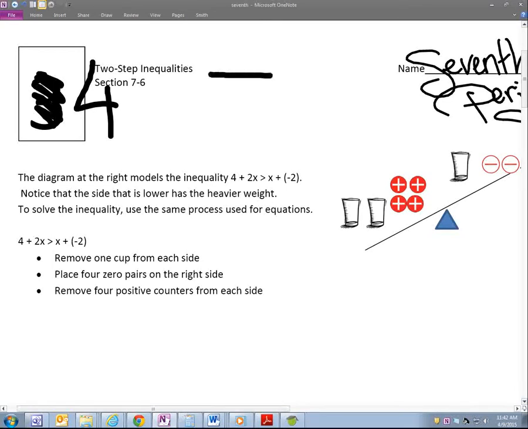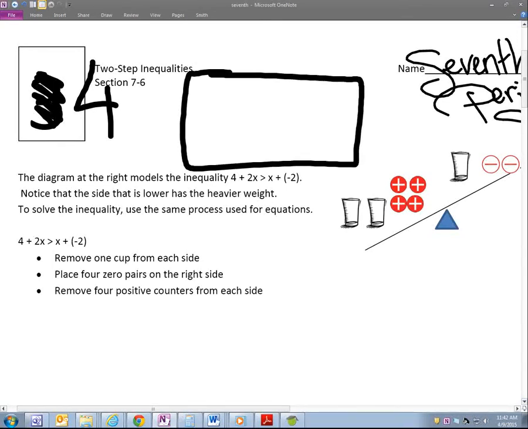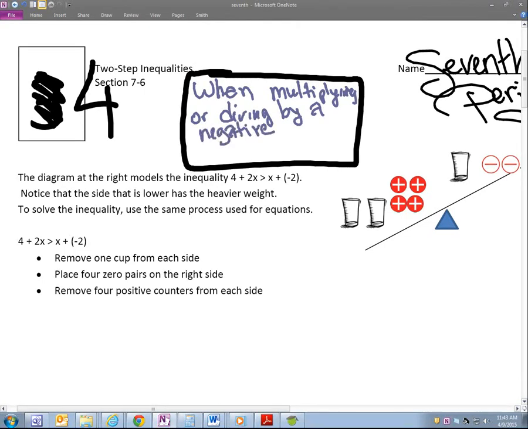So I want you guys to create a box that we're going to use to highlight. It's going to say, when multiplying or dividing by a negative, switch the sign.